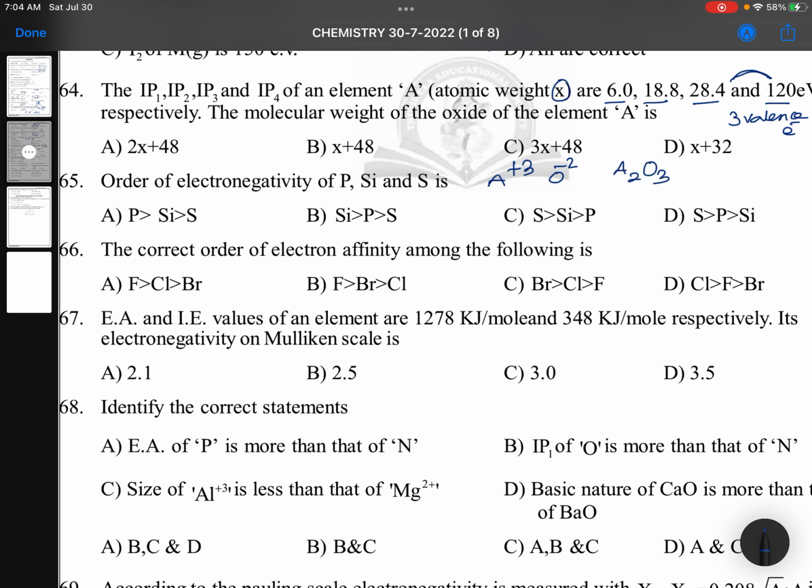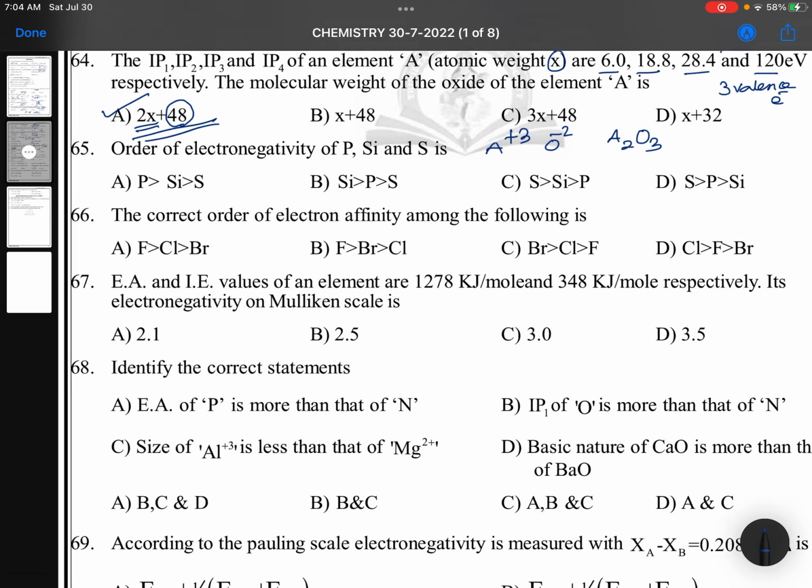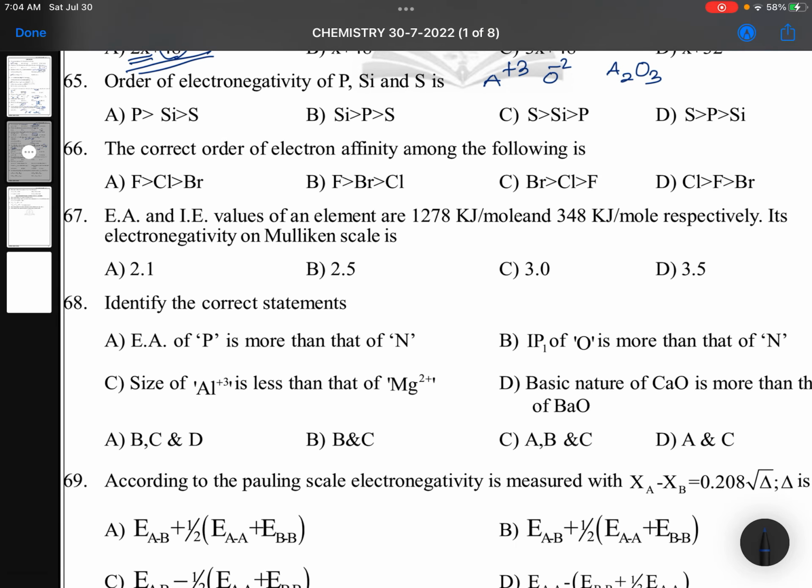Its atomic weight is mentioned as x. So 2x. And 2x plus, 3 oxygens are there, each oxygen 16, 16 times 3 is 48. So I think most of you make a mistake here, or otherwise you may skip this question. But it's an easy one.